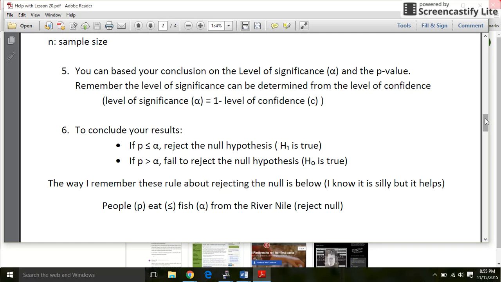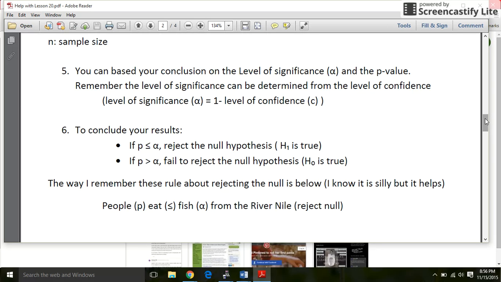Remember, any p-value or any value you talk about on the normally distributed curve has to be 1 or under. All right, we'll come back to that when we do the problems. To conclude your results, here are the rules that they have.